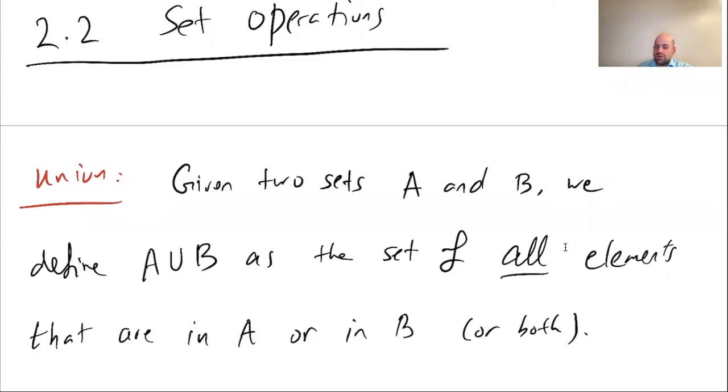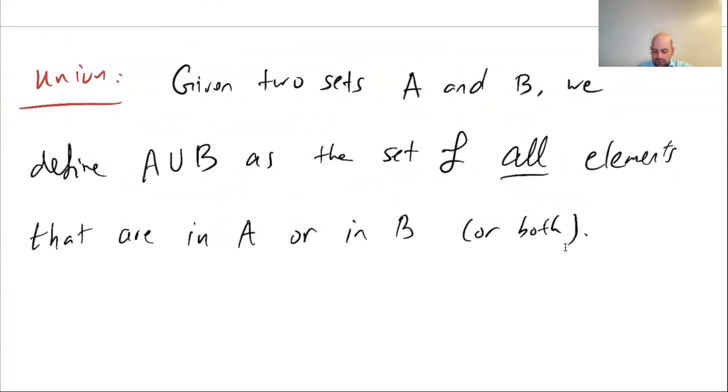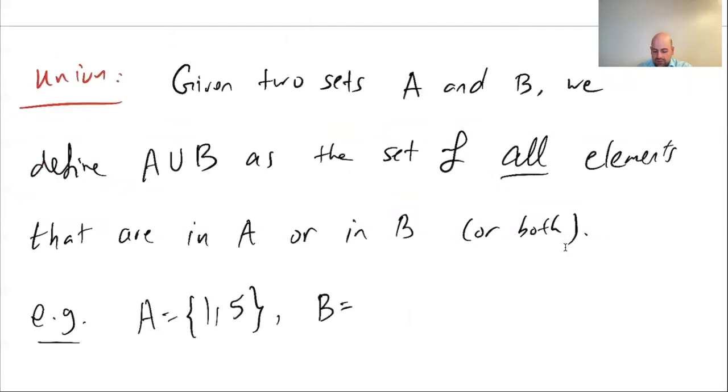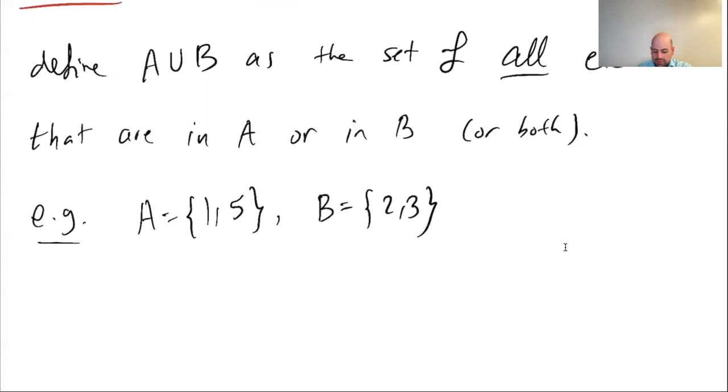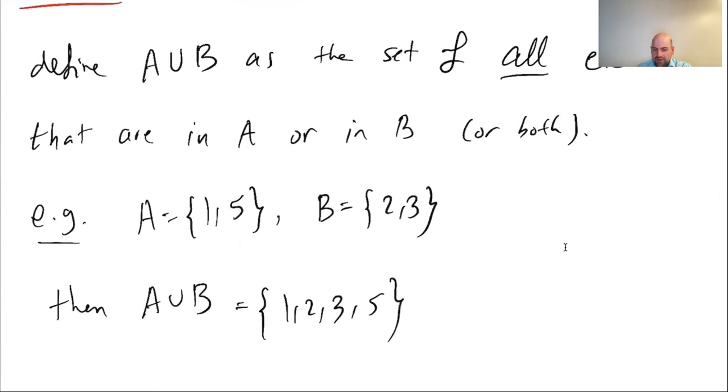when can I say it's true? If at least one of P or Q is true. If both of them are true, then of course I can still say that the whole statement is true. So when we say the elements that are in A or in B, that means they are either just in A, or just in B, or in both. Because that's the meaning of or. But just to emphasize, I also mentioned or both. So for example, let's say A equals {1, 5}, B equals {2, 3}, then A union B would be equal to {1, 2, 3, 5}. So the set of all elements that are either in A or in B or in both.